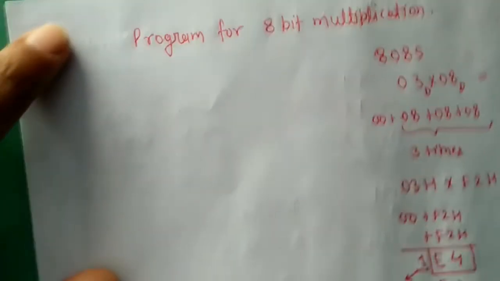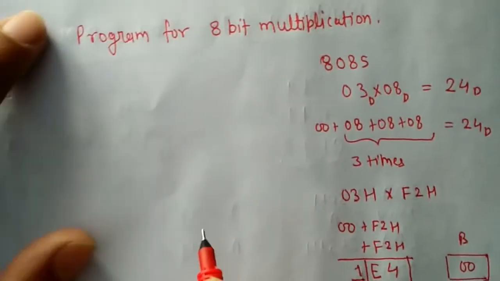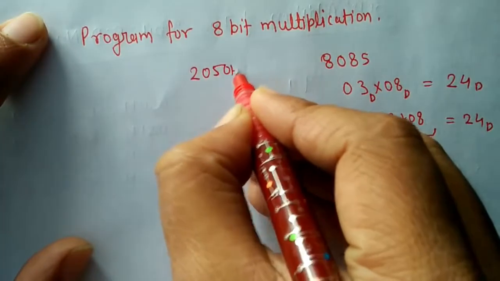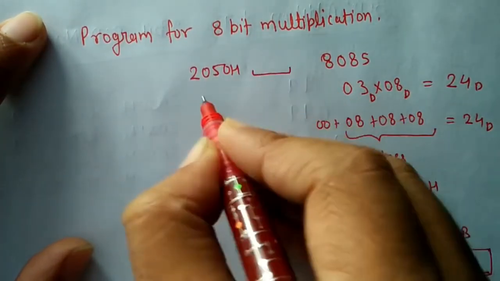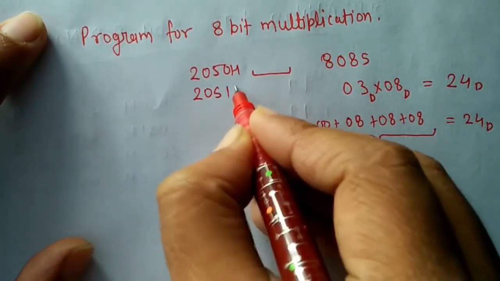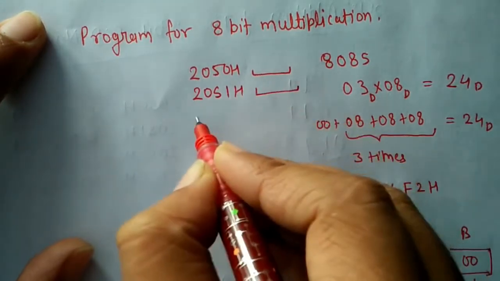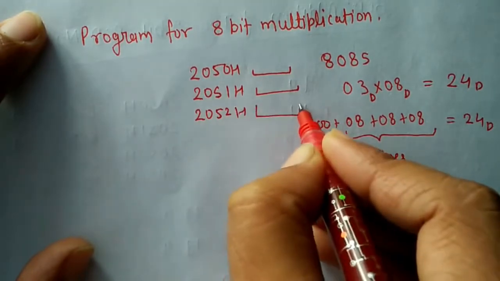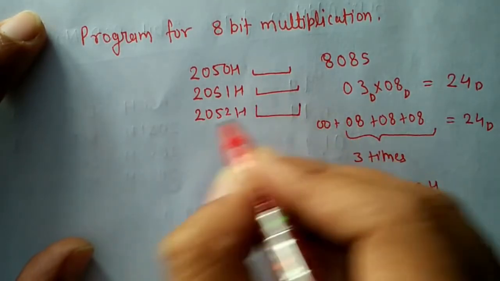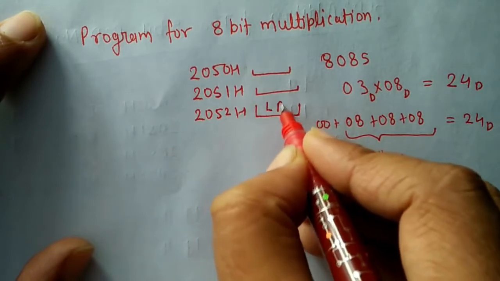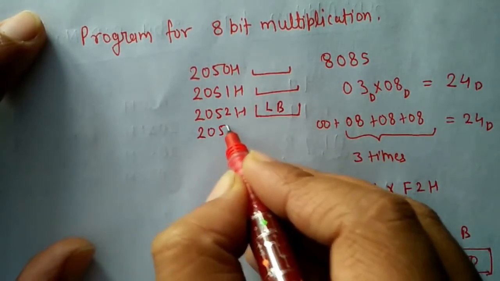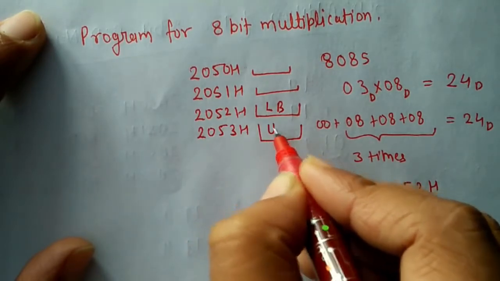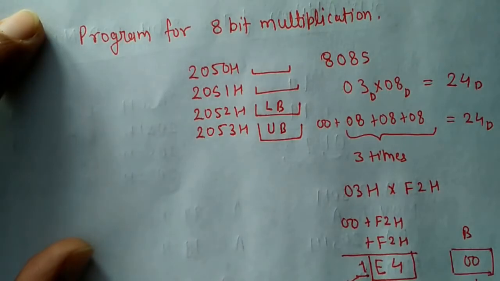So now let's write the program. But before writing the program, I am assuming that at address 2050h I will be giving one of the numbers, and at 2051h I will be giving the second number, and at 2052h I will be storing the result. A 16-bit result may be there, so I will be storing the lower byte of the result here, and at location 2053h I will be storing the upper byte of the 16-bit result.